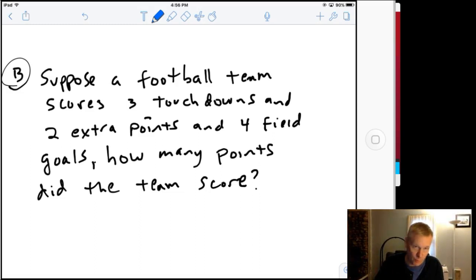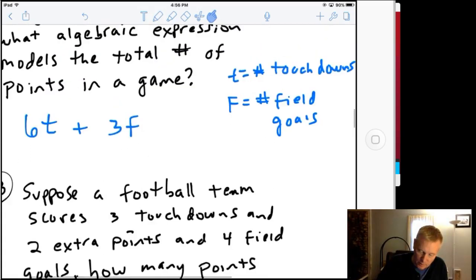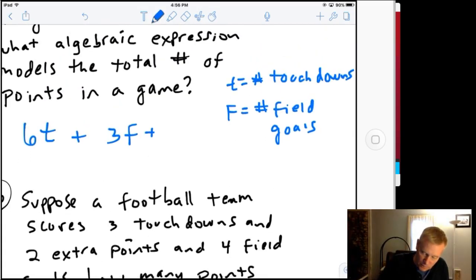So now the extra points are worth 1 point. And let's say a football team scores 3 touchdowns, 2 extra points, and 4 field goals. How many points did they score? All right, so 3 equals T. F is going to be my field goals, and there were 4 field goals. And then I'm going to change this up here. So if I go 1E, and E will be extra points.